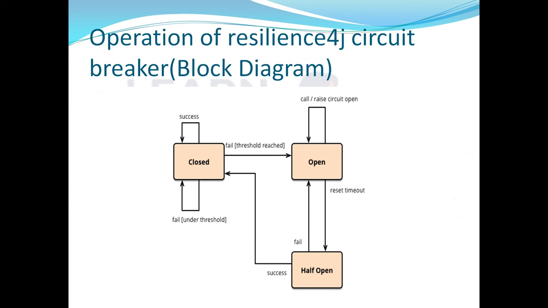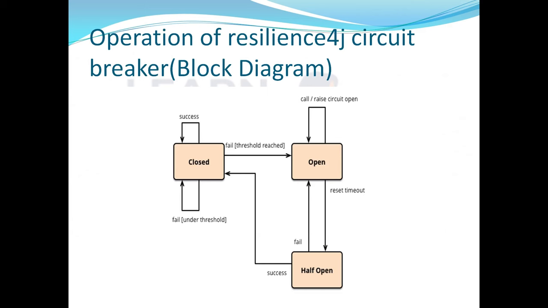The third diagram is the block diagram of Resilience4J, guys. There are three main blocks: firstly, the closed state; secondly, the open state; and thirdly, the half open state. The closed state means success, meaning everything is happening well.